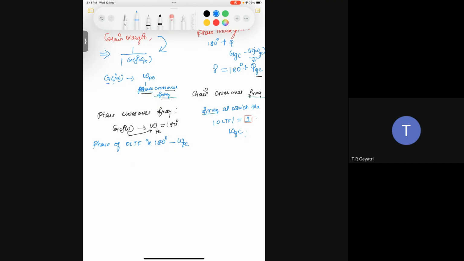So this will occur at different frequencies, so don't use them interchangeably. When defining gain margin, you would consider phase crossover. When defining phase margin, you would consider gain crossover. Don't get confused with this. Any doubt in this? No, ma'am. Ah, it's like one-to-one related.